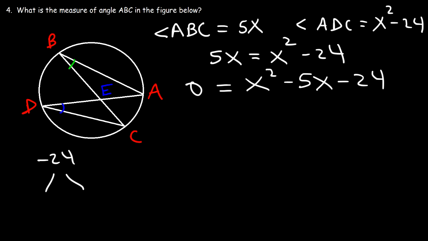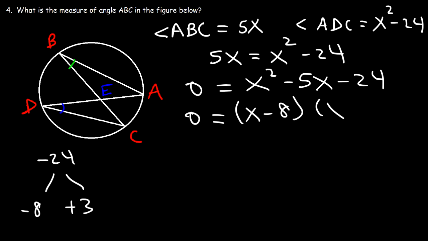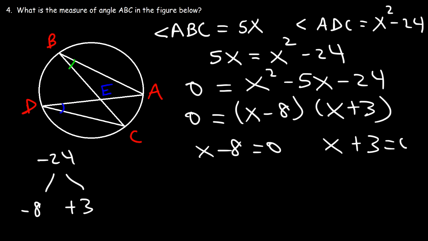Well, 8 times 3 is 24. If we make it negative 8 and positive 3, these two numbers will add to negative 5. So to factor it, it's going to be x minus 8 times x plus 3. Now let's set each factor equal to 0. And so we have two possible values for x. So x can be positive 8 or negative 3.